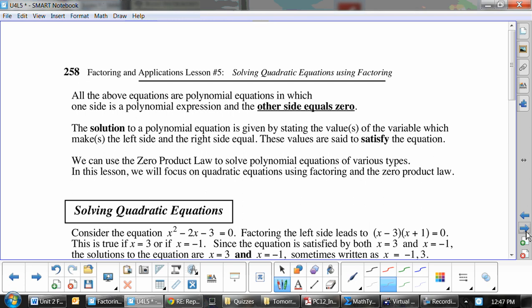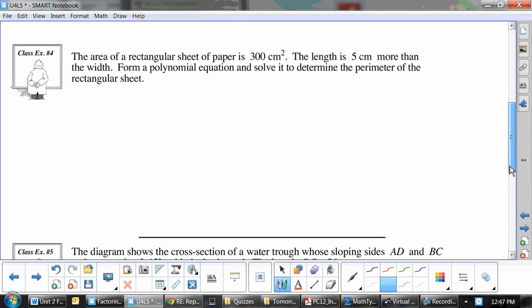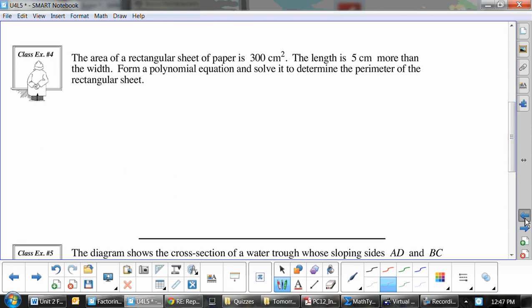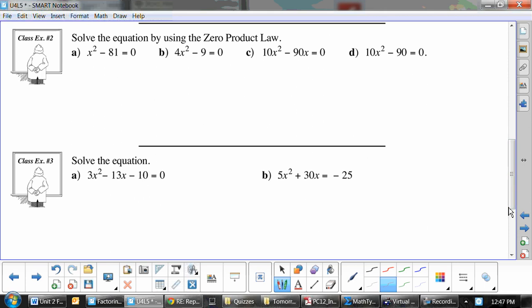Okay, so we're going to go right to example 2. And we're going to use the zero product law. Now, it is not a bad thing to know the answer before you get to these, before you do all the work.